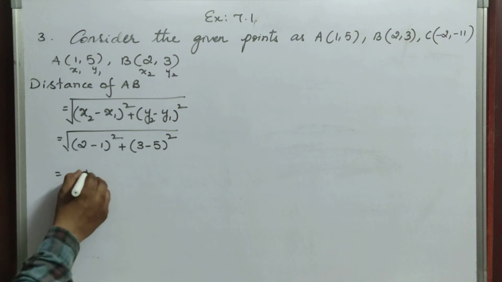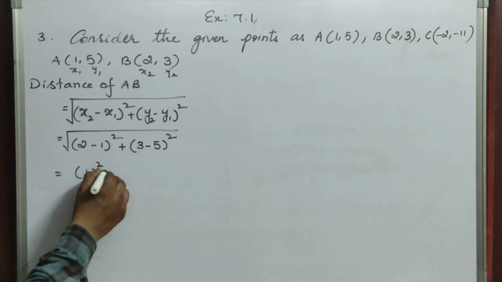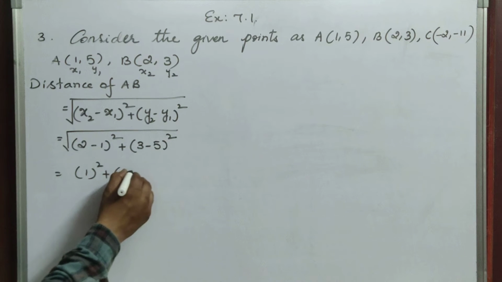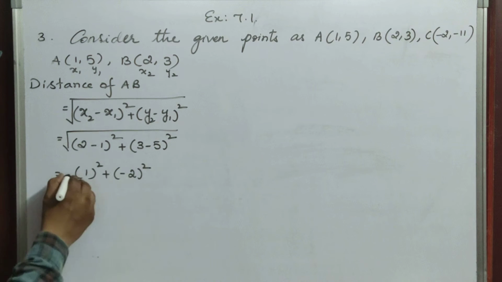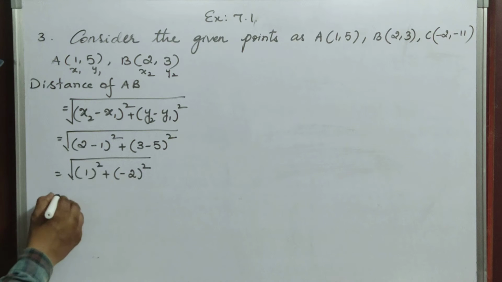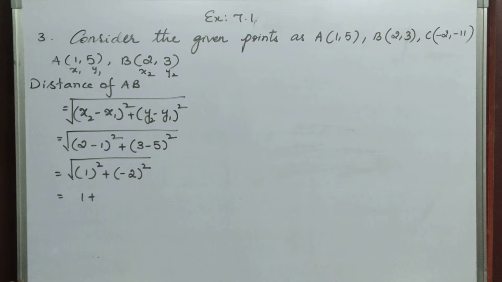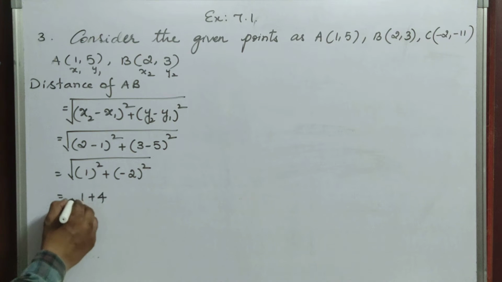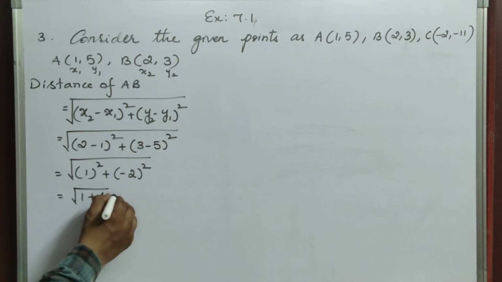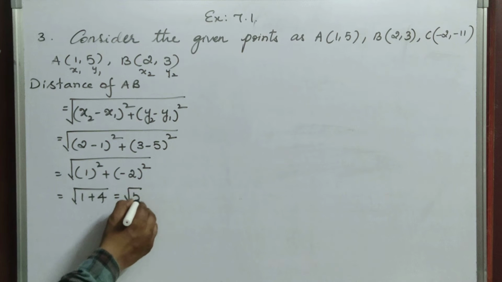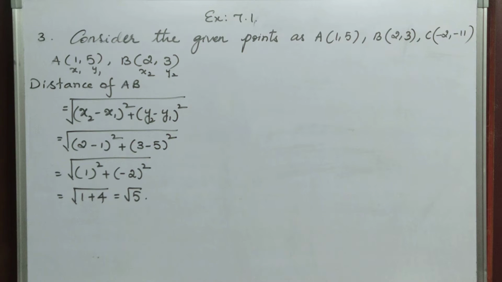So 2 minus 1 is 1, whole square, plus 3 minus 5 is minus 2, whole square. That means 1 square is 1, plus minus 2 square, minus 2 into minus 2 is plus 4. So that is root 5. You got root 5 units.